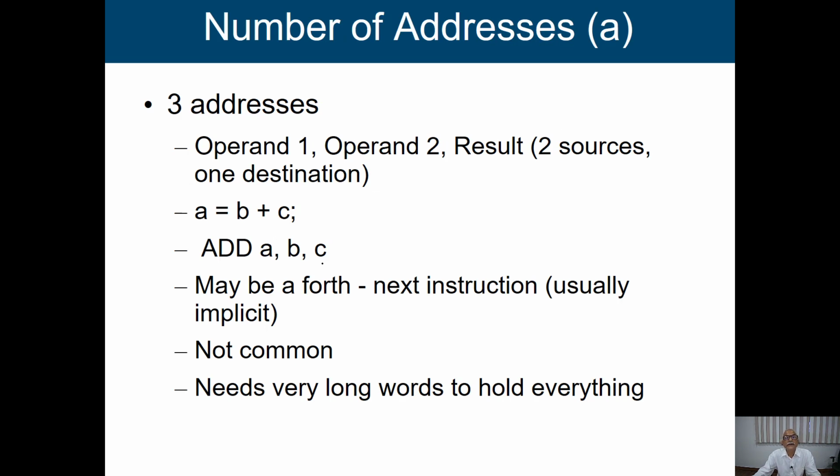Now, how many addresses are you going to give in a particular instruction? We have some general notion, but according to our requirement, we are going to freeze how many operands we put. So this is a 3 address format. In the 3 address format, we give reference to 3 operands: operand 1, operand 2, and the result. So basically we have 2 source references and 1 destination reference. It is simple.